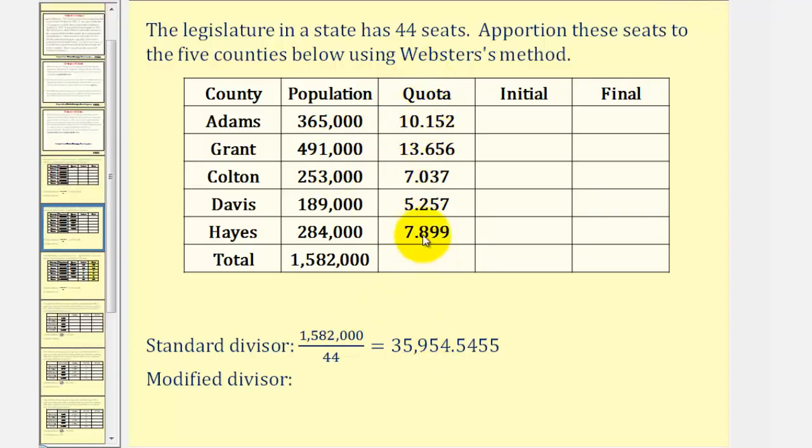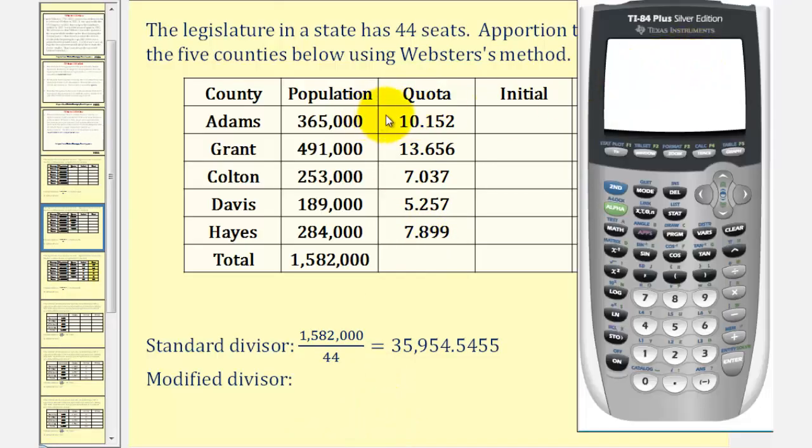So to find the quotas, we take each population and divide by the standard divisor, which I've already done here to save some time, but let's go ahead and check at least one of them. To find the quota for Adams, we would take 365,000 and divide by 35,954.5455, giving us our quota of approximately 10.152. We would do the same for the 4 remaining counties.